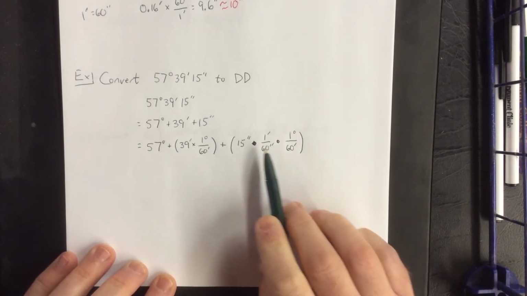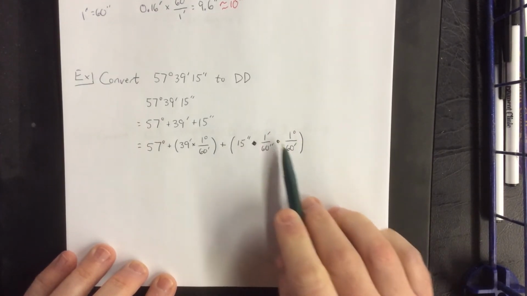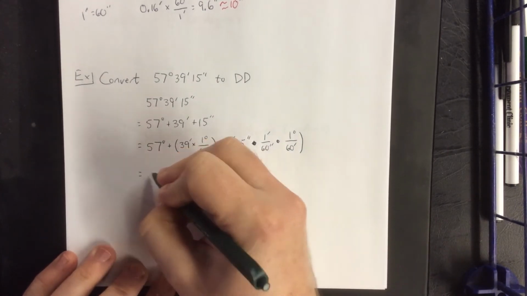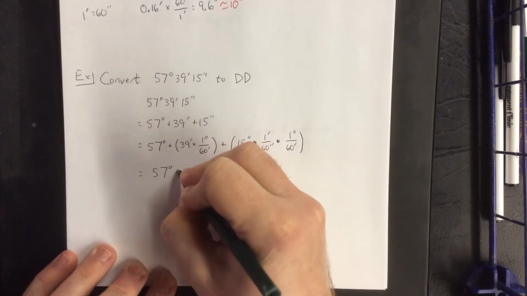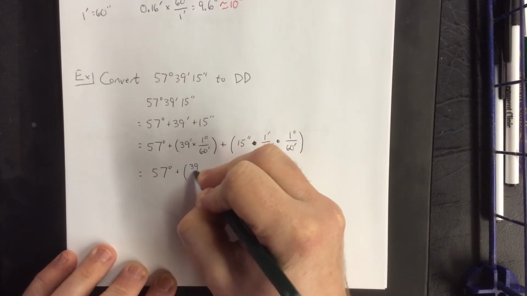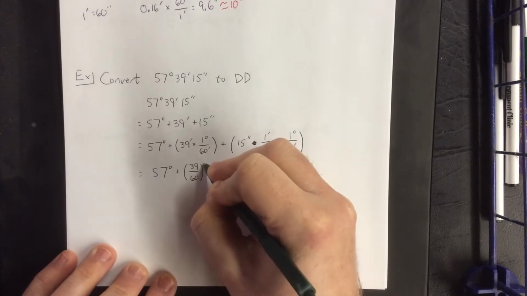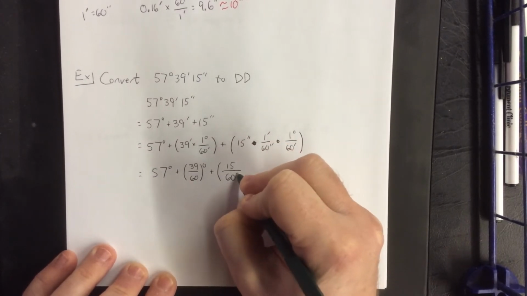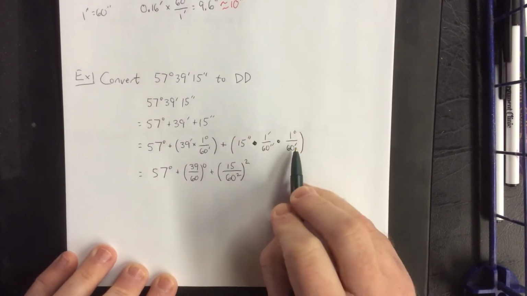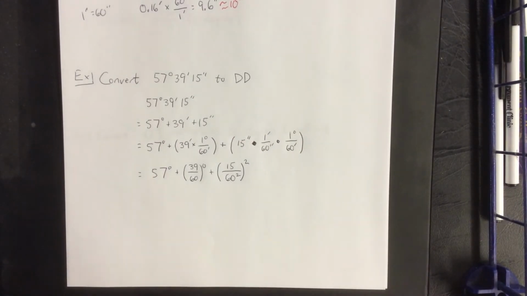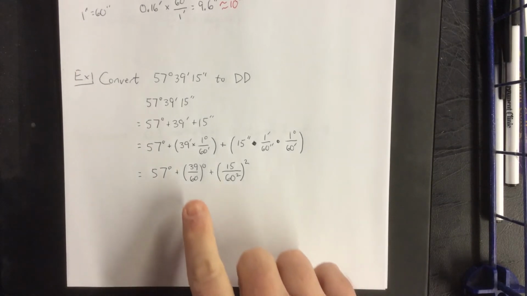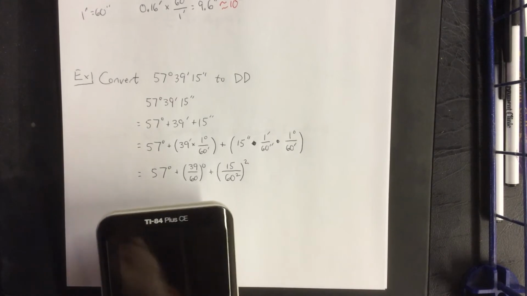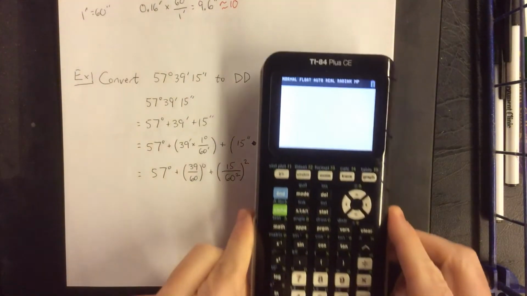What should happen is your units of seconds will cancel out, your units of minutes will cancel out, and you'll be left with degrees. Now really, if we wanted to abbreviate this process, what we're saying here is we're taking 39 over 60 degrees plus 15 over 60 squared degrees from the 2 times that we divided by 60. If you'd like to use this as a shortcut, which is divide minutes by 60, divide seconds by 60 squared, and you'll get to your answer that much faster, go ahead and feel free to do so.